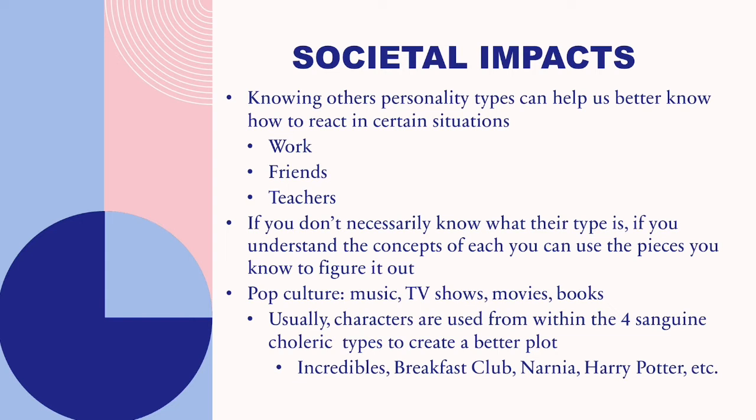So another thing within societal impacts is pop culture. So music, TV shows, movies, and books. And we read that usually the characters within the 4 sanguine and choleric types are used to create a better plot. So you'll have 4 characters, say, and they're all different personality types, just to kind of create your conflict, your people coming together, that sort of thing. So examples are The Incredibles, Breakfast Club, Narnia, and Harry Potter.